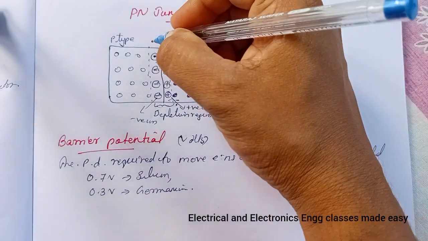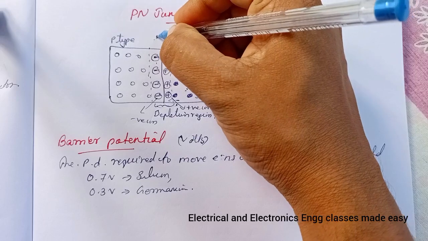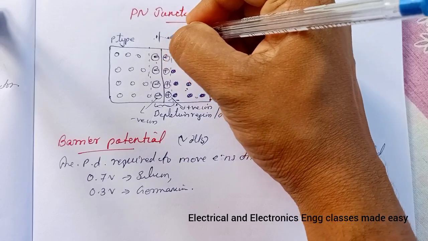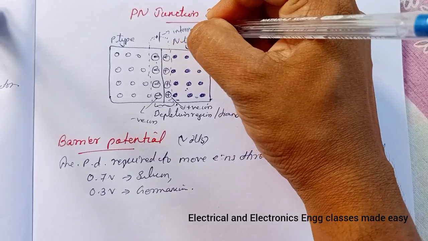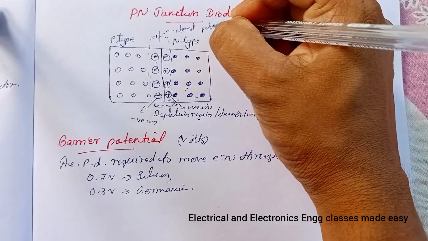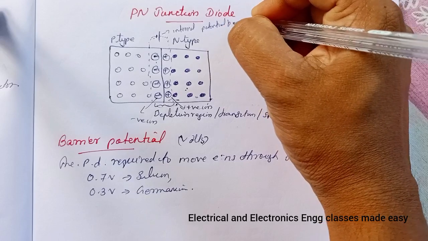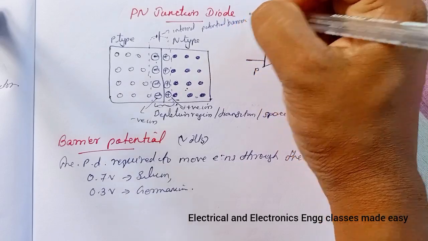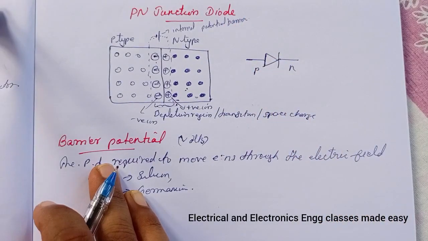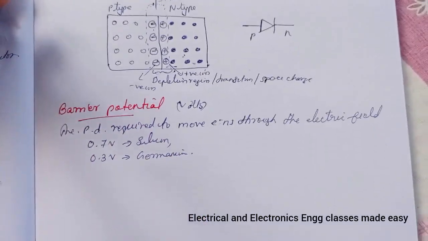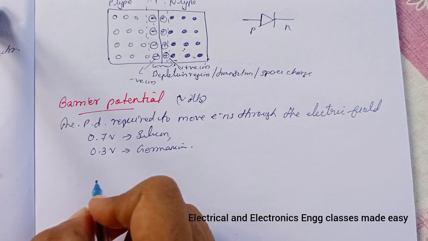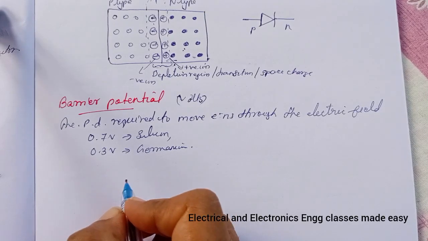And here this is the internal potential barrier. And the external force or external voltage can be given forward bias or reverse bias.